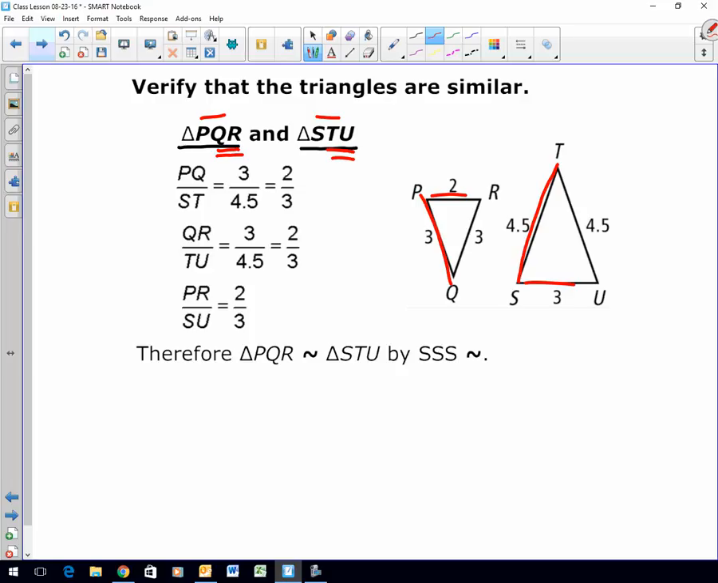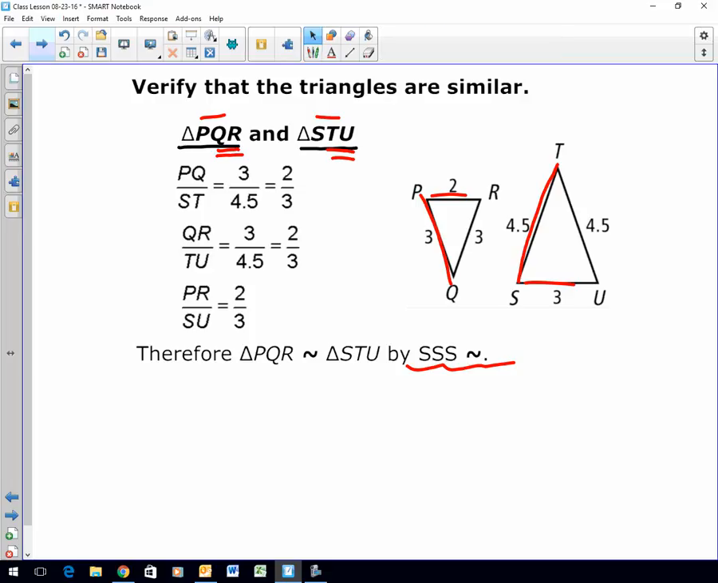Okay, similarity ratio is 2/3. I've got 3 sets of proportional sides. Do I have similar triangles? How do I have similar triangles? By the side, side, side similarity postulate. Okay, that's what we're doing today. That's what we're trying to prove. Right? That's the step involved.